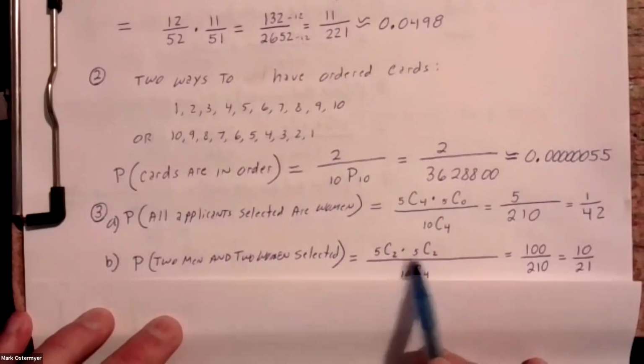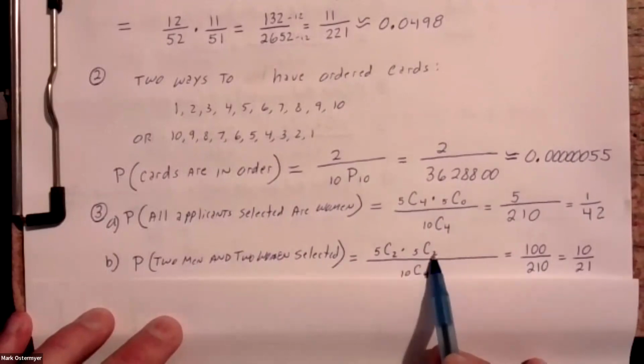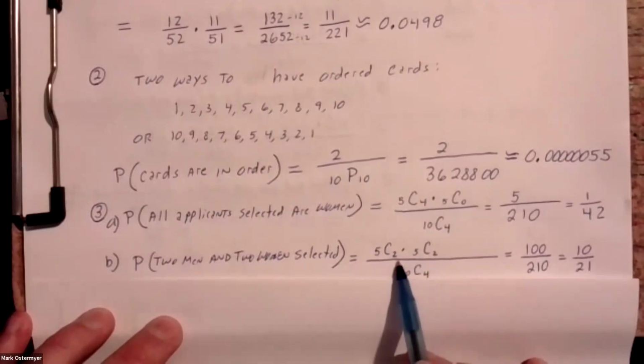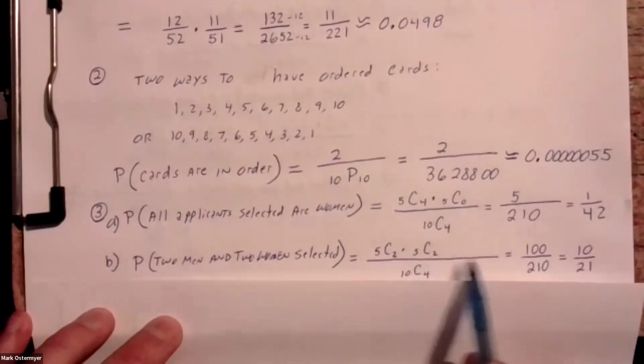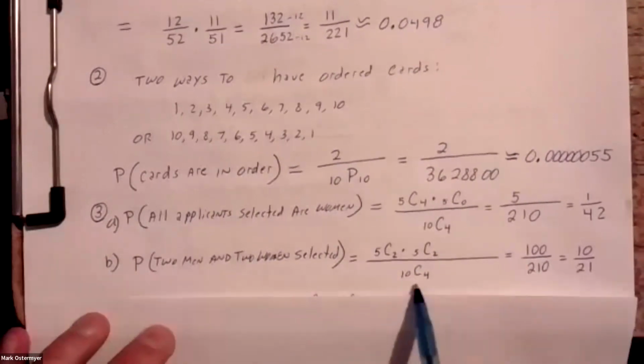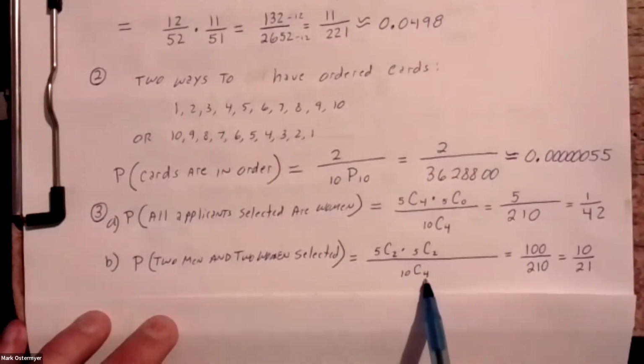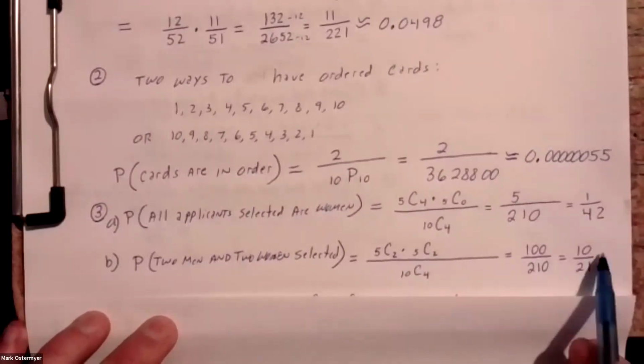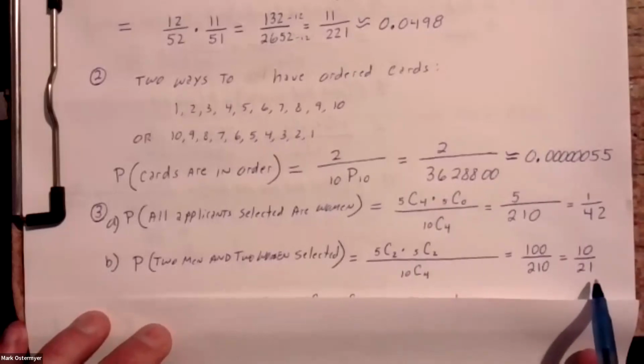Notice the sum of 2 and 2 must be equal to the total number of applicants we're trying to select, which is 4. Okay, so 5 in combination with 2 times 5 in combination with 2 gives us 100, divided by the total number of ways you can select 4 applicants from 10 applications, 10 in combination with 4. 100 divided by 210 reduces down to 10/21. And that's your answer for B.